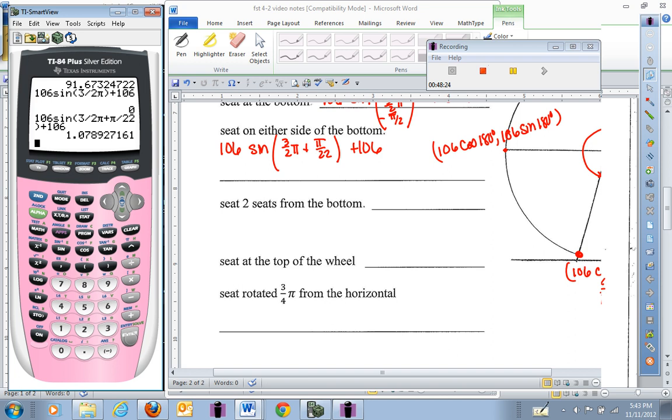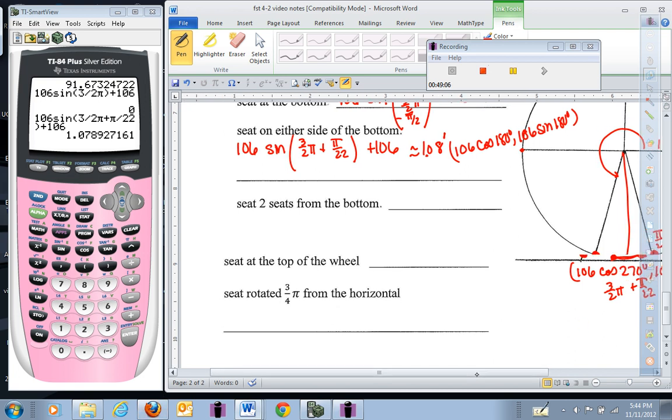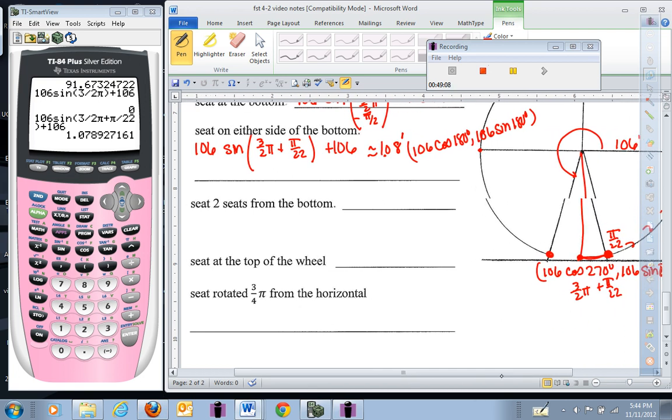Okay, so how far are we over? We're about, here, 1.08 feet, aren't we? We're about 1.08 feet off the ground if we're at that next stop over.